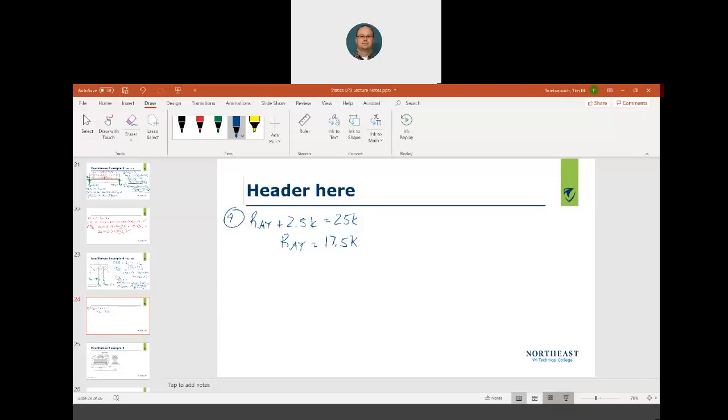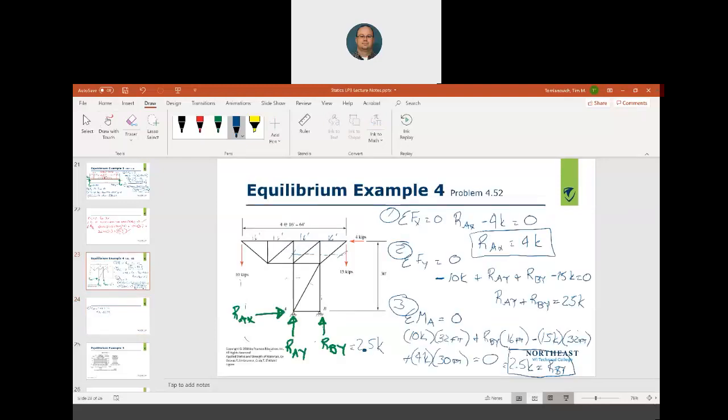22. Oh, that was wrong. 22.5. I don't know where I was getting that from. All right. 22.5 kips. Okay. 22.5 kips. This is 4 kips. All my answers became positive. I do not have to correct my free body diagram. Okay? So that means now I can check equilibrium.